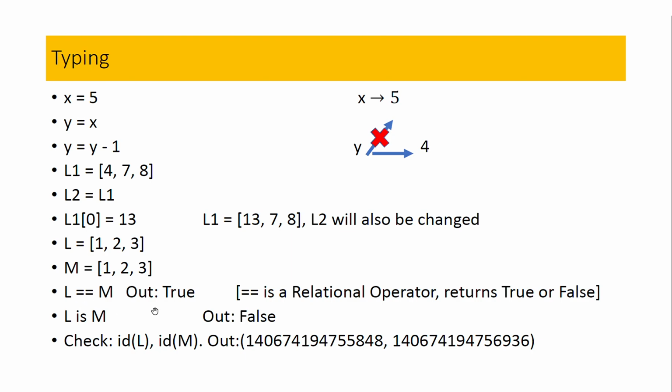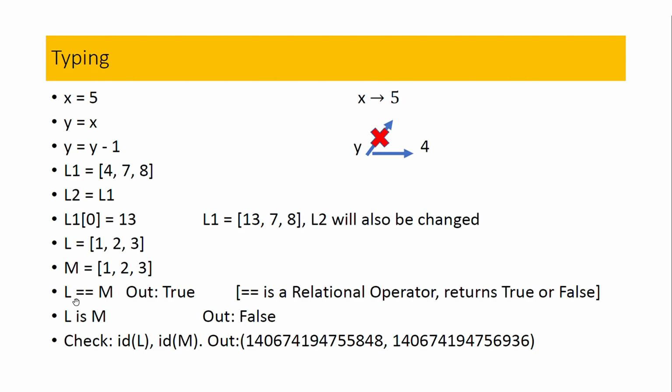Now L is 1, 2, 3 and M equals 1, 2, 3. A double equal sign is a relational operation and returns true or false. In this case, L and M have equal values, so that is true. But for L is M, the output becomes false.